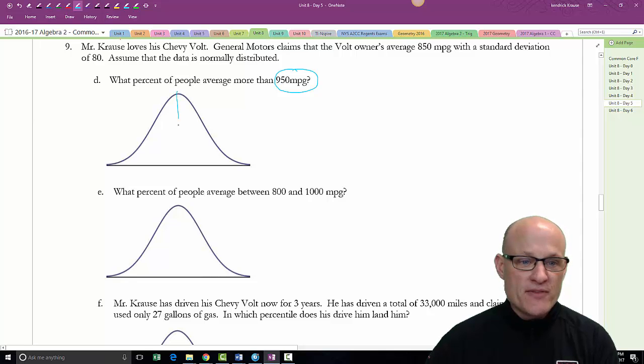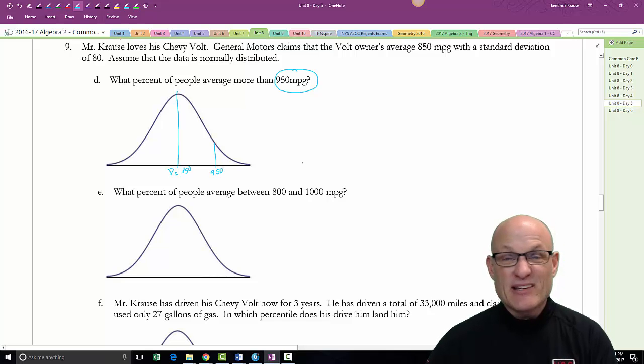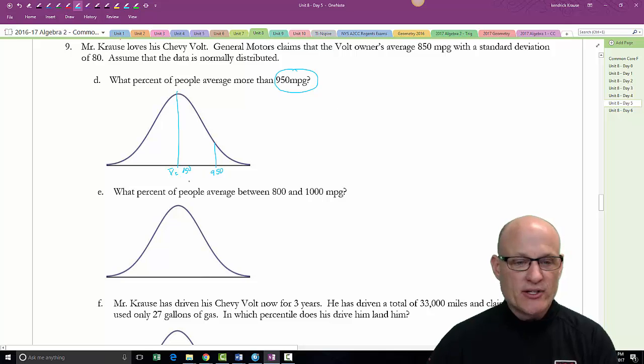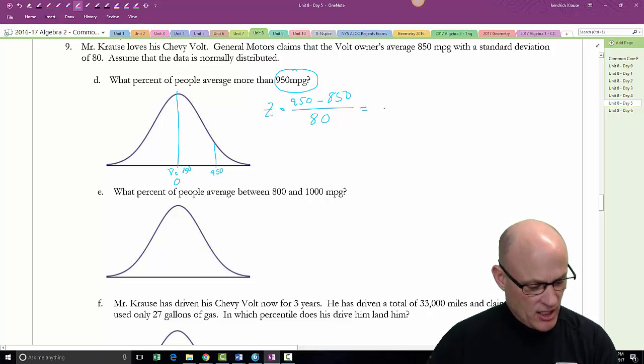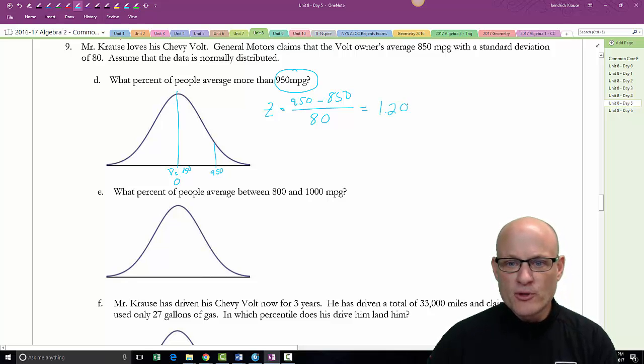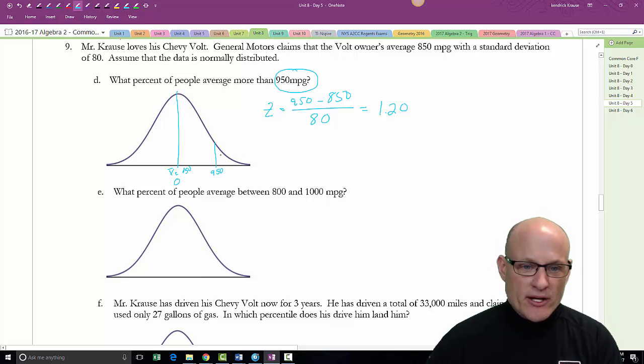General Motors claims that the Volt's owners average 850 miles per gallon with a standard deviation of 80. What percent of people average more than 950 miles per gallon? All right, so if this is my x-bar of 850, and I want 950, I've got to figure out what z-score that is, because this is a z-score of 0. I want to figure out what my z-score is. So I take my z and I go 950 minus 850 divided by 80. Well, that's 100 divided by 80, which is 1.25. Yeah, 1.20.